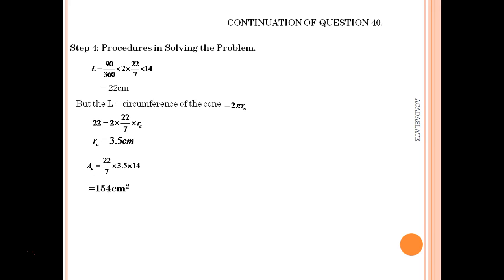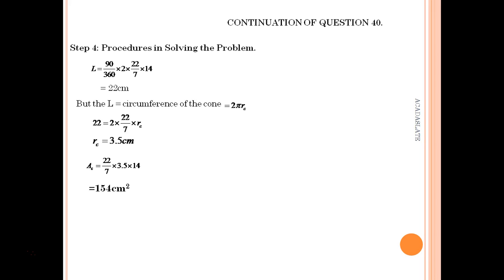By substituting, we now say that 22, which represents the length of an arc, is equal to 2 times 22/7, which represents pi, times r_c, which is what we are looking for. By substituting and simplifying, we find out that r_c is equal to 3.5 centimeter, which is the radius of the base of the cone.